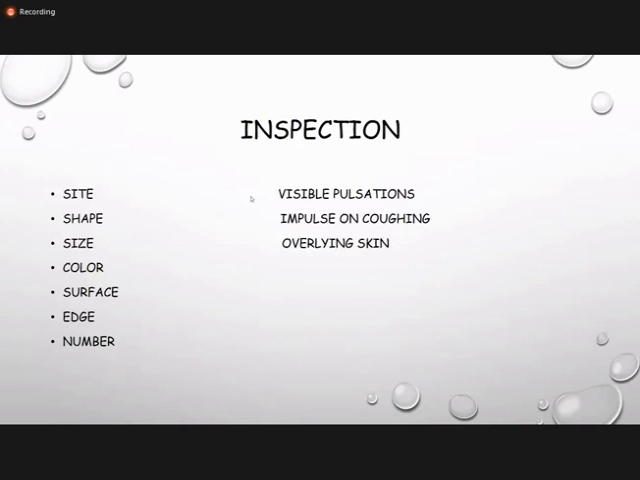For the inspection, then we will look for the visible pulsations and the impulse on coughing. It is for specific swellings, like visible pulsations. We will look for where the major arteries are present, the swellings in which the major arterial system is involved. Like we will see these pulsations in the abdominal aorta.